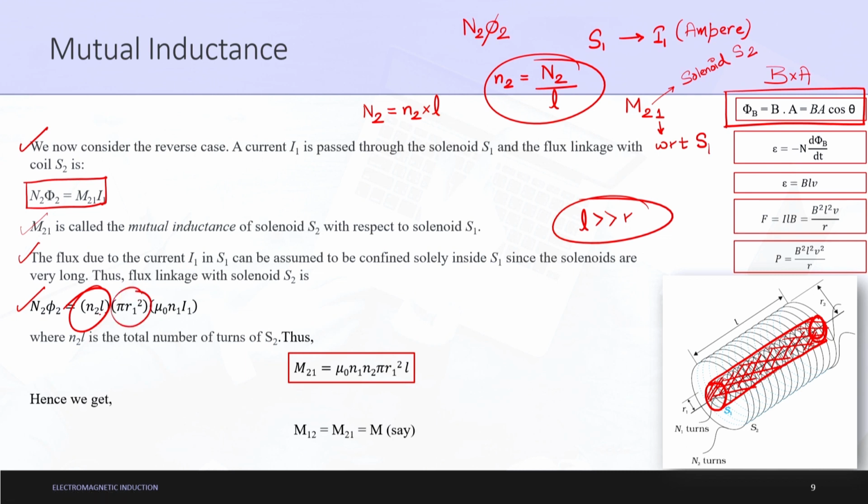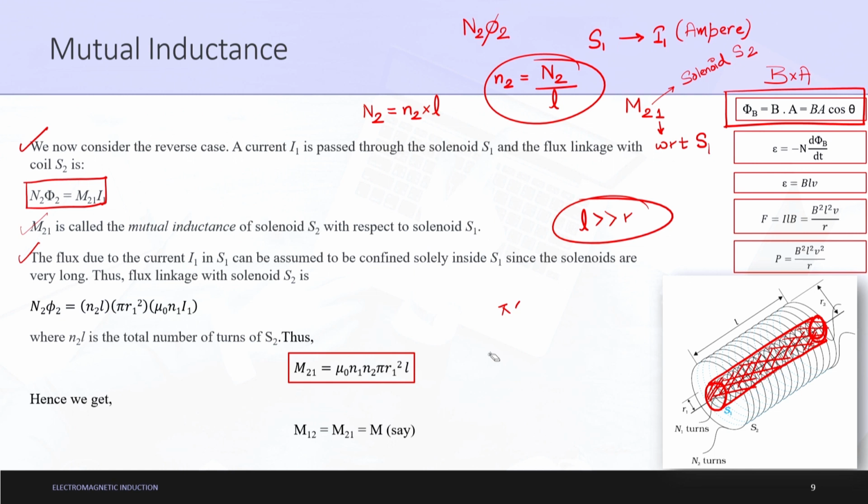So, it is pi R1 square, because the flux is only and only available inside S1. That is why the area of S1 has to be taken into picture. So, it is pi R1 square into mu naught N1 I1. This same concept has already been iterated in the last lecture.